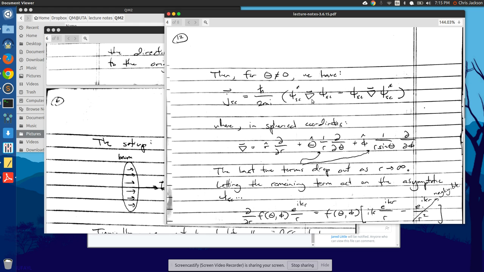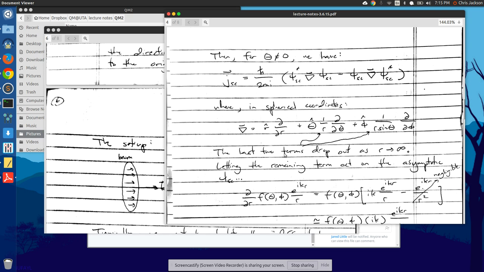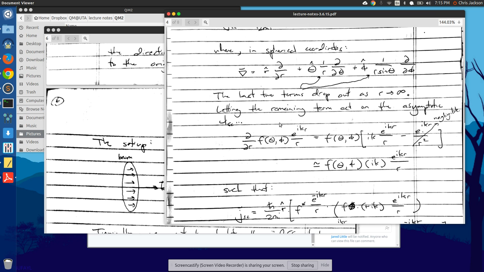And we know what the form of the gradient is in spherical coordinates. It has an r derivative piece, a theta derivative piece, and a phi derivative piece. But the thing to notice about these two is that they have 1 over r dependence. So if we're taking these derivatives out at r goes to infinity, then these terms are going to be negligible compared to this one. So we can drop these derivatives and only have to worry about taking the r derivative.